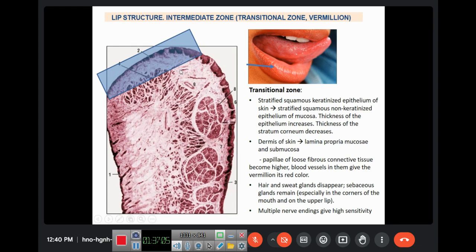Also, this part, transitional zone of lip, has very high density of sensitive nerve endings. This is why lips are a very sensitive area of our body, and this helps babies when they look at the outer world, and they try to sense all the subjects using their lips and tongues.